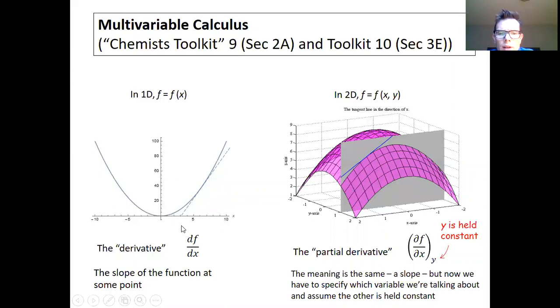Real quick, in one dimension, we have a derivative, which we write df dx. We associate the derivative with the slope at some point. In two dimensions, I now have a function f, which is a function of the variables x and y. And we talk now about a partial derivative. This symbol here means partial derivative. The meaning of it is the same. It is a slope. But the caveat is that we now have to consider it at some specific y value. So we talk about the slope with respect to x at a constant y.